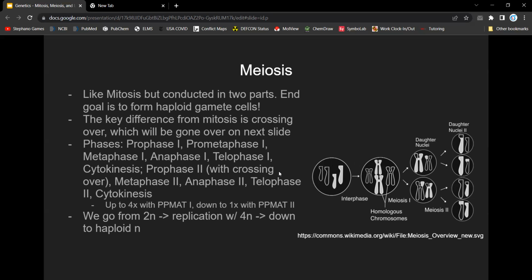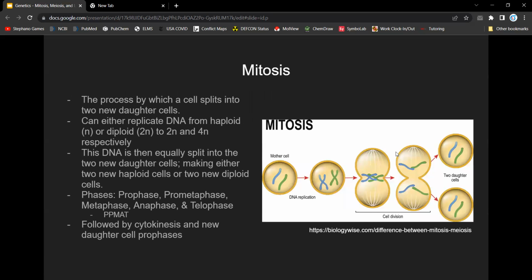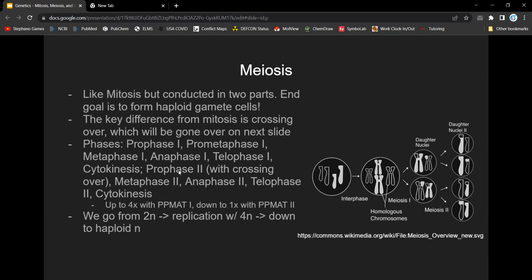The second step also goes from, a good way to remember this would be, up to 4 times the DNA, so from 2N to 4N, with the first replicative division stage, and then down to haploid with the second. With the second phase, there is going to be this separation into those haploid stages, and there will also be an aspect of crossing over in prophase 2. And we're going to go over crossing over here in a minute.